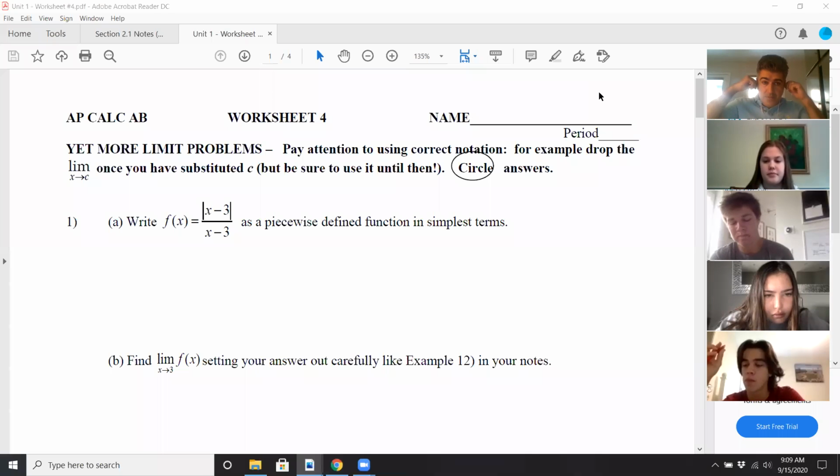Okay, so recording solution for worksheet 4.